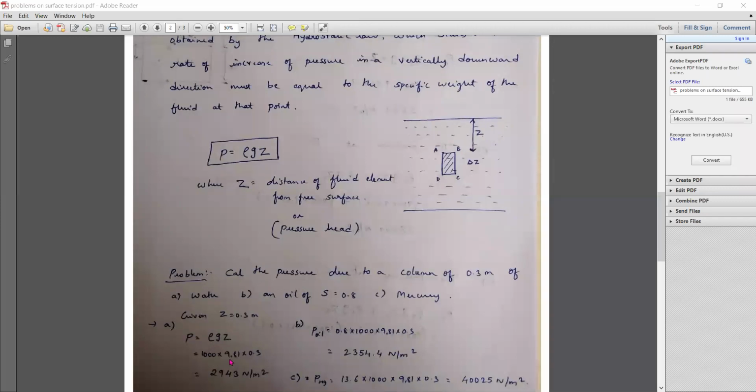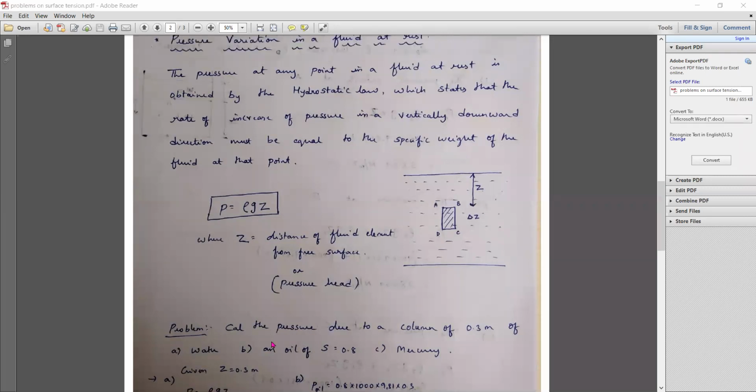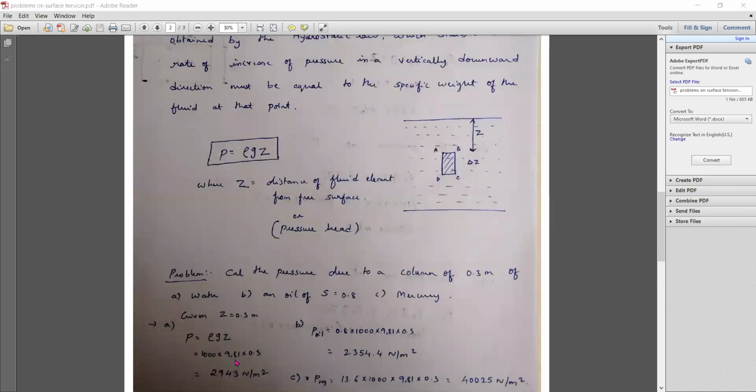If you calculate 1000 into 9.81 into 0.3, you will get the pressure value in Newton per meter square. So P equal to rho g h or rho g Z. All the terms are in meters and newtons only. So first you got the pressure for water. What is the pressure for a column of 0.3 meters of water? We got 2943 Newton per meter square.